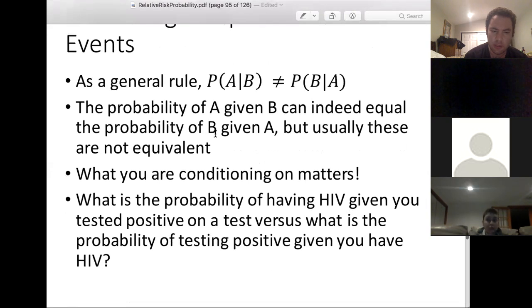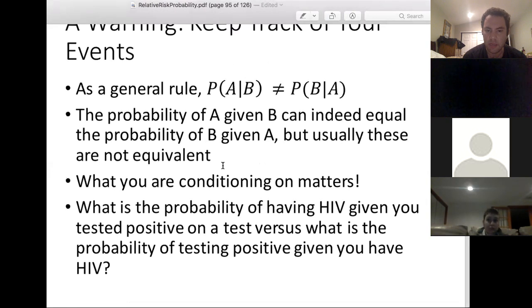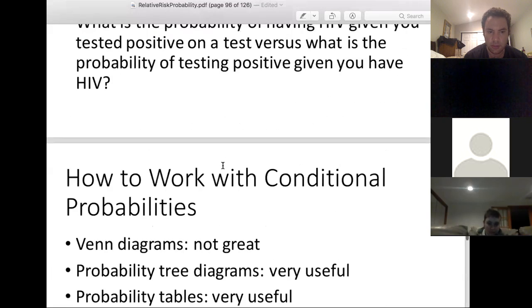We can use this example. What is the probability of having HIV given that you were tested positive on a test versus what is the probability of testing positive given that you have HIV? We're dealing with two events, but their condition is reversed. And because of that, we'll get different answers to those two different questions.